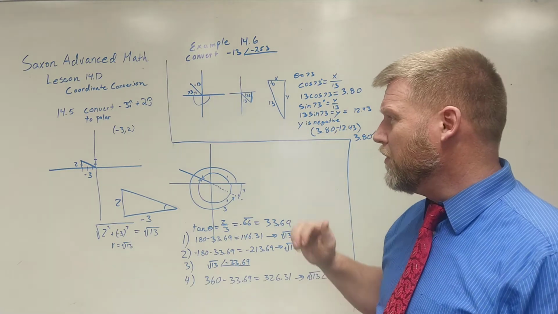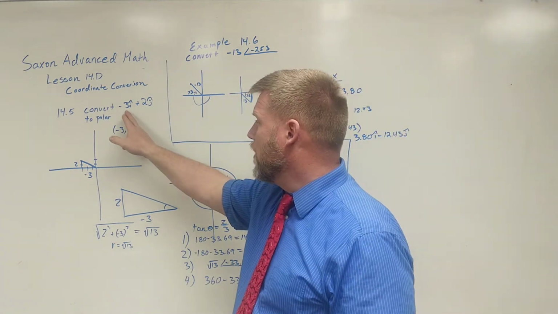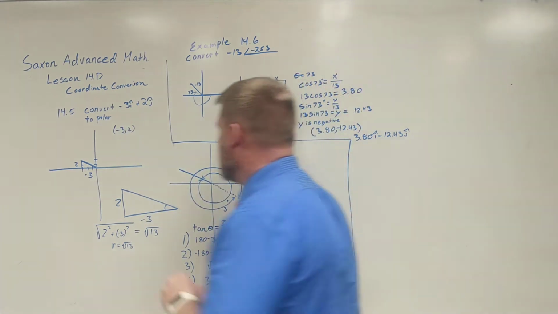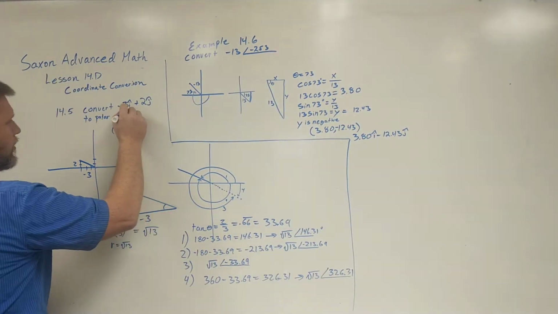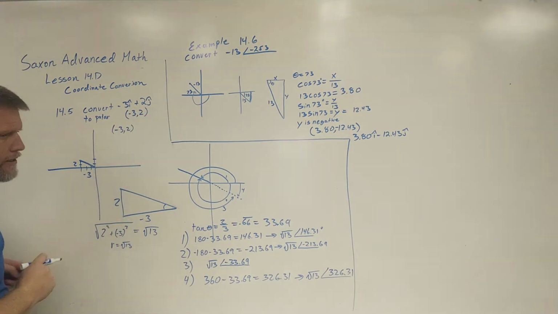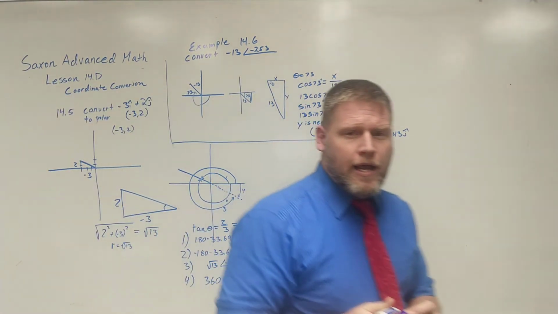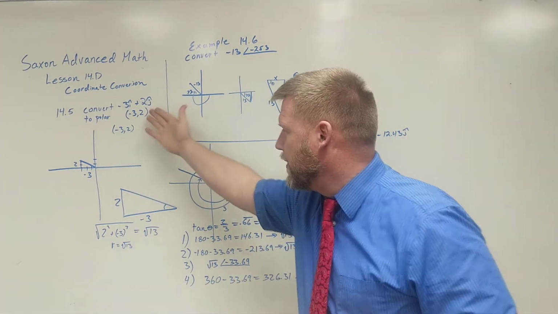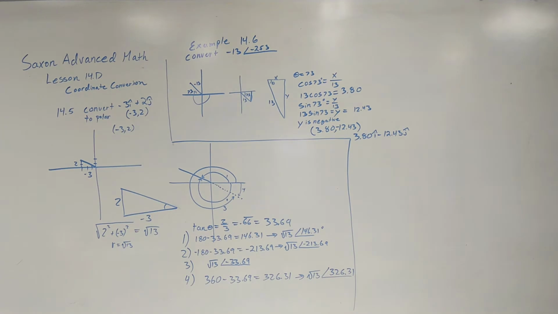Very similar. Now what they're asking us to do is convert negative 3i plus 2j. If I did this in standard notation, I would have written this as negative 3 comma 2, right? And that's what we're used to seeing. So I need to convert that value into a polar coordinate.